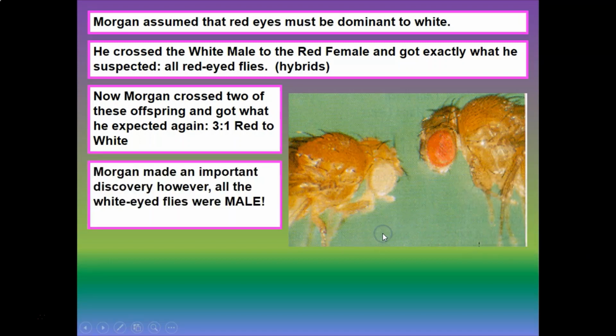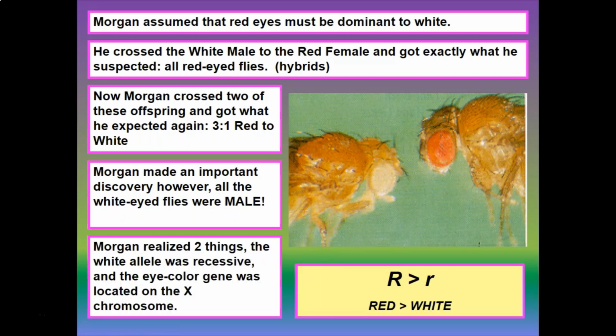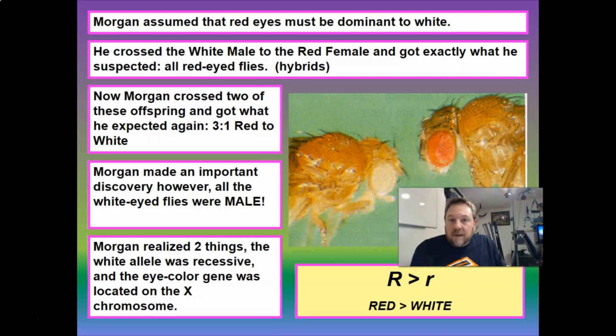Except, let's see here. He made an important discovery. All the white-eyed flies were male. That's a big deal. Okay? So, because all the white-eyed flies were male, that allowed him to realize two things. First of all, he was correct. The white eye was recessive. Okay, so red is dominant for sure. But then he also was smart enough to realize that the gene for eye color in a fly is on the X. Let's figure out how he figured this out.